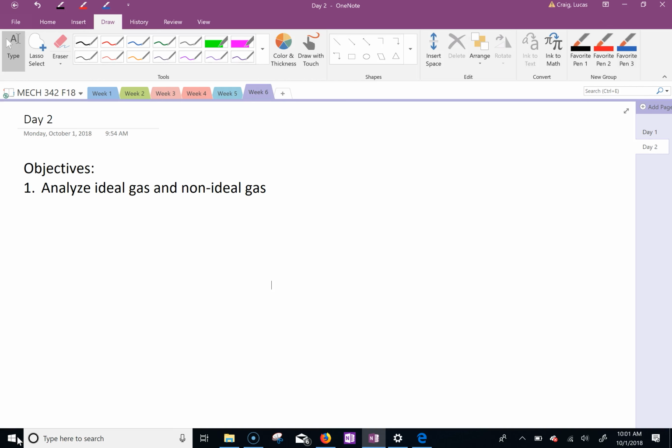Okay, so today we're going to analyze ideal and non-ideal. So I'm just going to give you the equations for ideal gas, which you've kind of seen. Some of you might not have, but they're just equations that govern the right side of the vapor dome. Okay. So it's always good to review these.